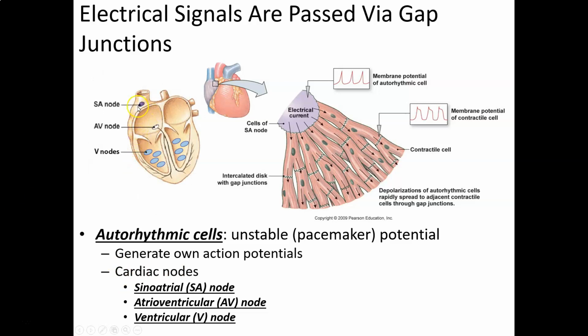Just as a quick reminder, the SA node is in the upper right portion of the right atrium. The AV node is at the bottom of the right atrium, right on the junction, and the ventricular nodes are scattered throughout the ventricles.